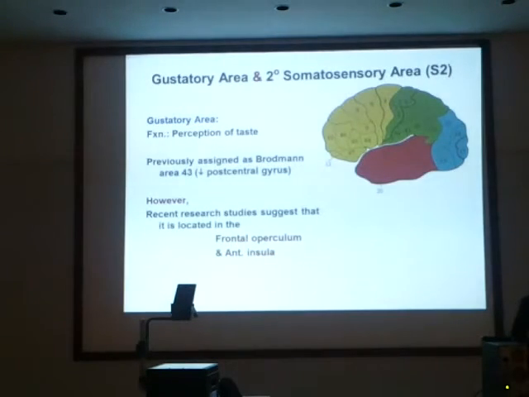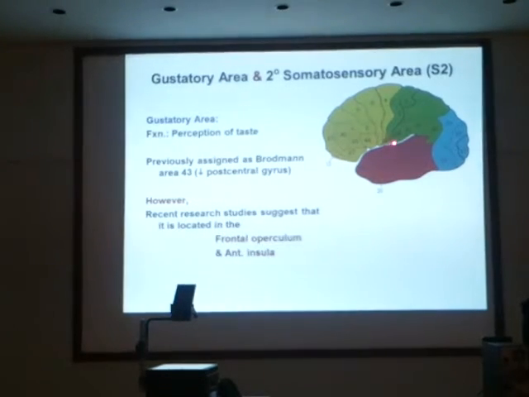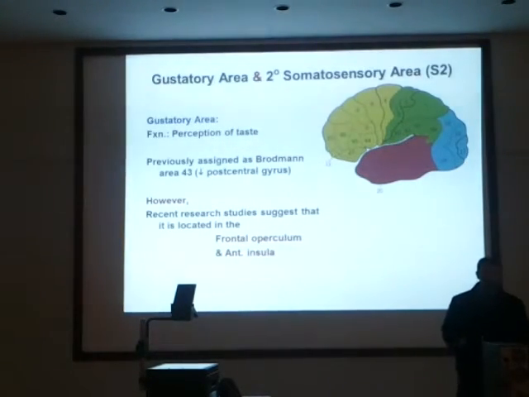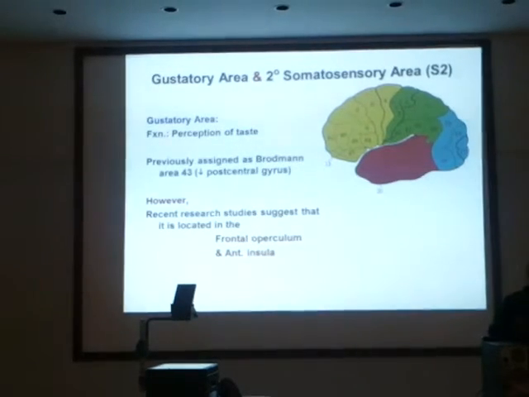It's a little bit confusing because of different research studies and different findings. Okay. Now, when we speak about the gustatory area in the brain, which is previously known as Brodmann area 43, okay? Gustatory area is the area that is related with the function of what? Taste perception, okay? اللي لها علاقة بالتذوق, منطقة التذوق. It used previously to be assigned as Brodmann area 43, اللي هي وين موجودة؟ في lower part of the post-central gyrus, okay?